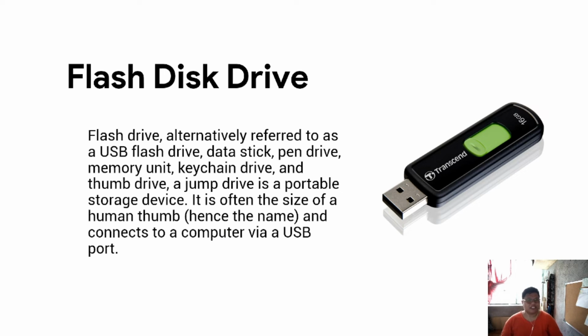Okay, so flash disk drive, alternatively referred to as a USB flash drive, data stick, pen drive, memory unit, and thumb drive, is a portable storage device. It is often the size of a human thumb, hence the name thumb drive, and connects to a computer via USB port. So it is called flash drive because we can save files there quickly.